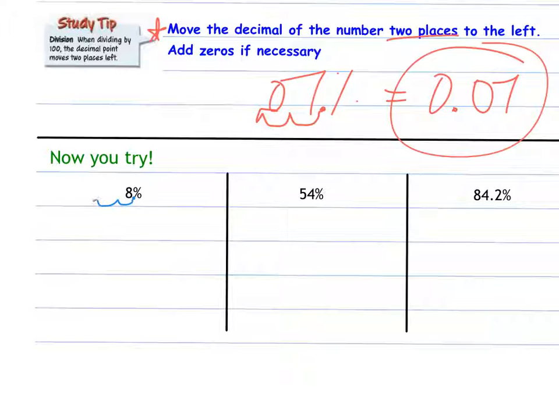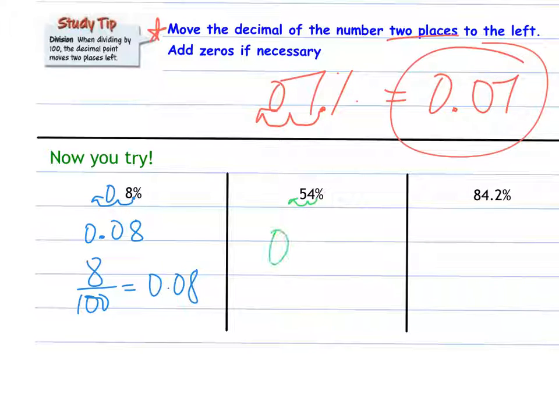Decimal 1, 2 spots to the left. Fill in with a 0 in that blank spot. So we would have 0.08 or 8/100ths, which if you did the fraction method would be 8 out of 100, 8/100ths. Either way works. 54%, the decimal is at the end of the number. Move it 1, 2 spots to the left. Just like that.